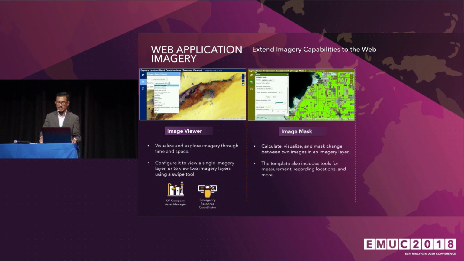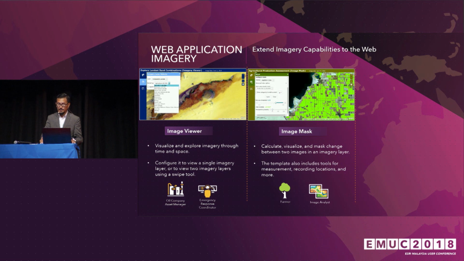Okay, the second one is the Image Mask, which has more advanced capabilities than the viewer, for example, NDVI and SAVI, which are more advanced functions that can be used. This is important for the farmer to quickly identify changes in crop health, and also for the image analyst to record burn scar extent across their satellite imagery.